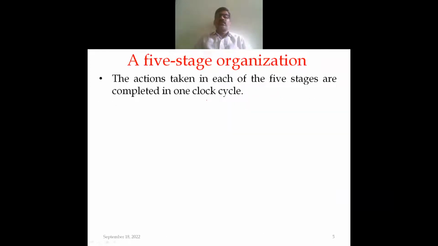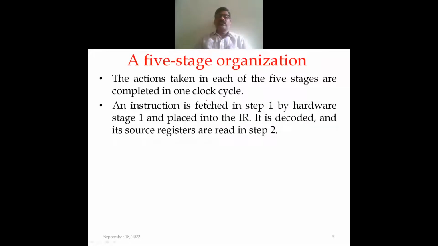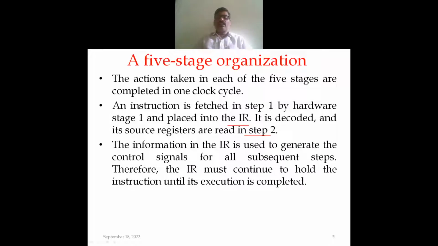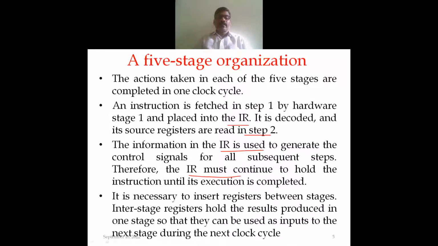The actions taken in each of the 5 stages are completed in one clock cycle. An instruction is fetched in step 1 by hardware stage 1 and placed into the IR, the instruction register. It is decoded and its source registers are read in step 2, and the information in the IR is used to generate the control signals for all subsequent steps. Therefore, IR must continue to hold the instruction until its execution is completed.